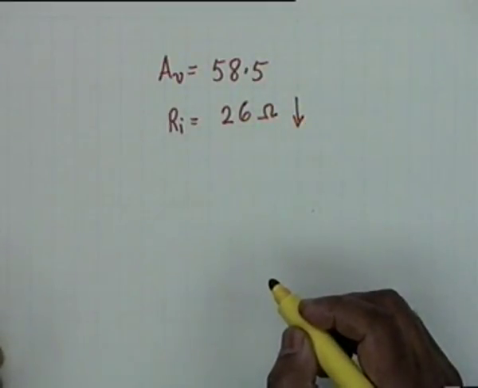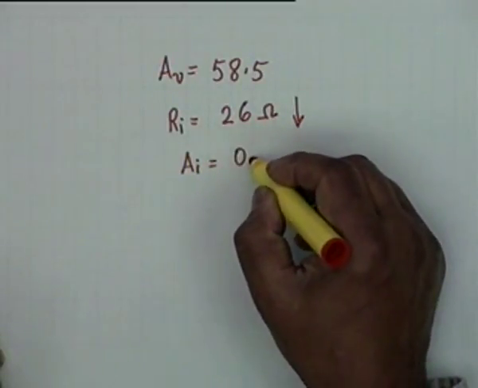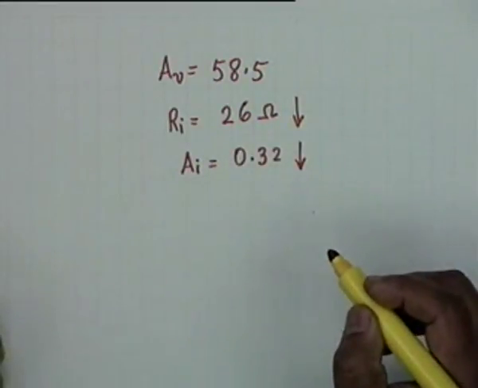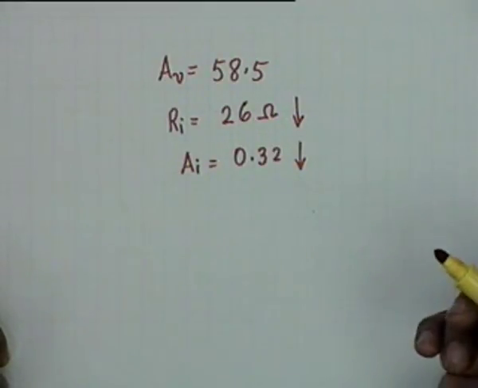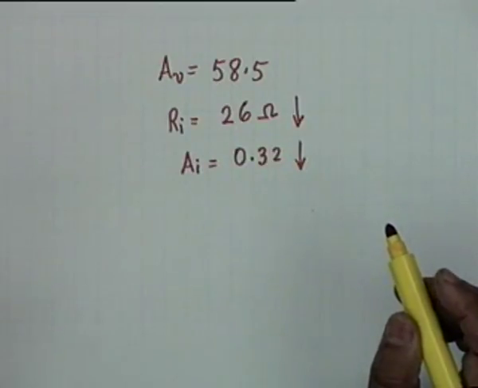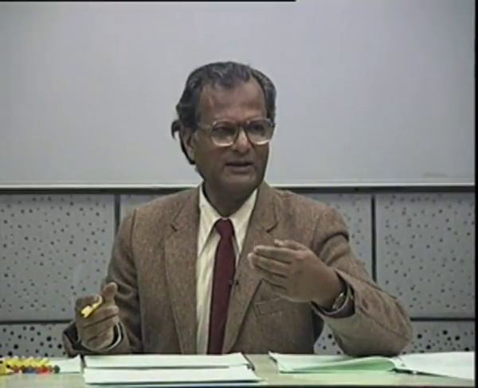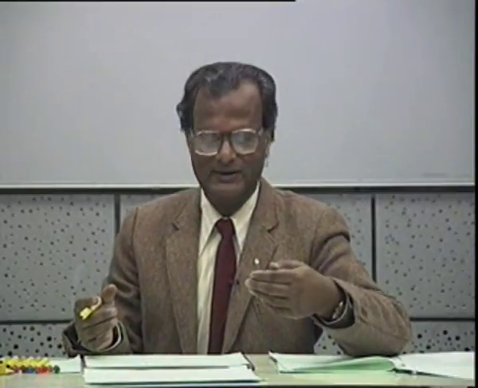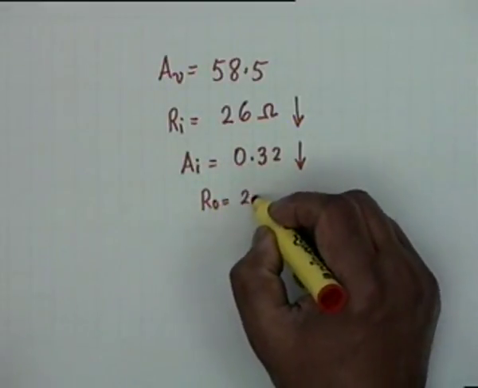It's much lower as compared to the CE amplifier. A sub I, the current gain, is only 0.32. It's much less than the CE case. In the CE case, it was less than beta, but it was in the order of tens, 30 or 31, I don't remember what it was. But here it is less than 1. And it can be seen, it's logical, because whatever you are feeding to the emitter, the collector current cannot be more than that of the emitter, so the current gain shall be less than 1, but it's much less than 1, it's 0.32 only, and R0 is 2.2K.